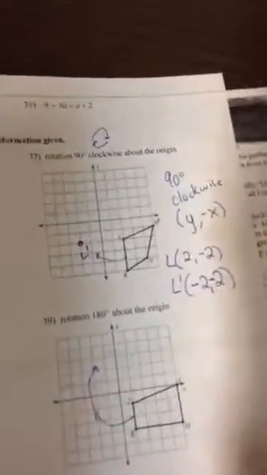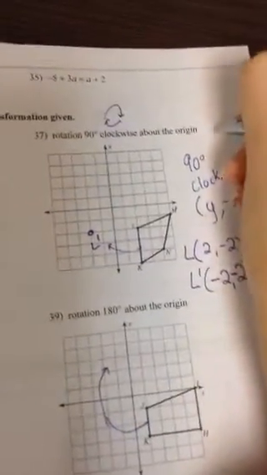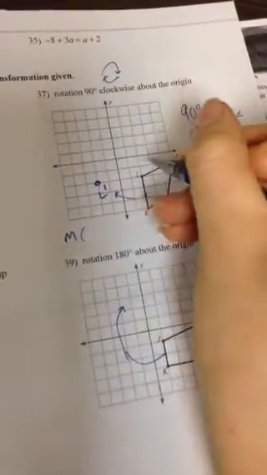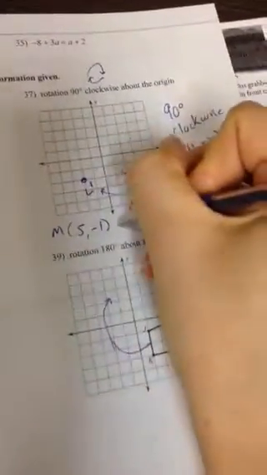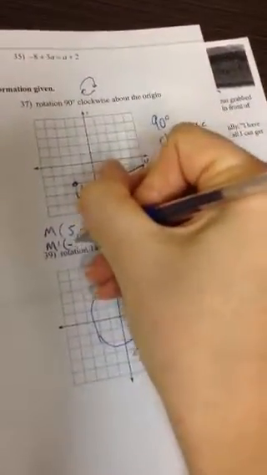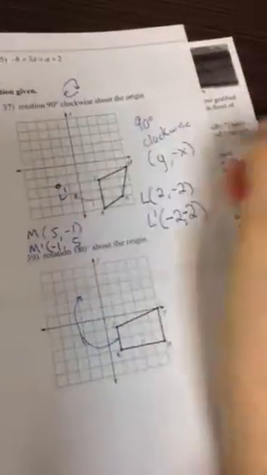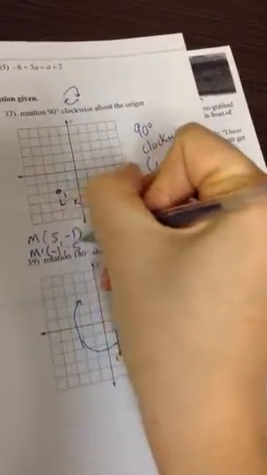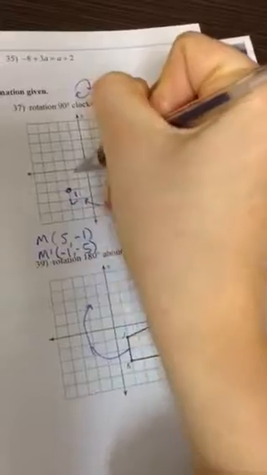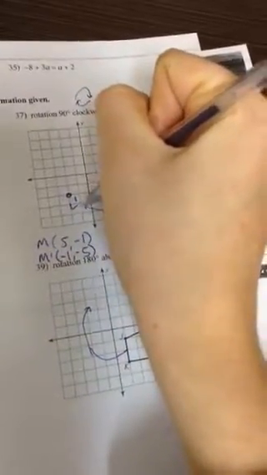So the same thing happens to all the points. For point M, it is 1, 2, 3, 4, 5, negative 1. For M prime, I'm going to switch my X and Y, and then my X also becomes negative. So M prime is negative 1, 2, 3, 4, 5.